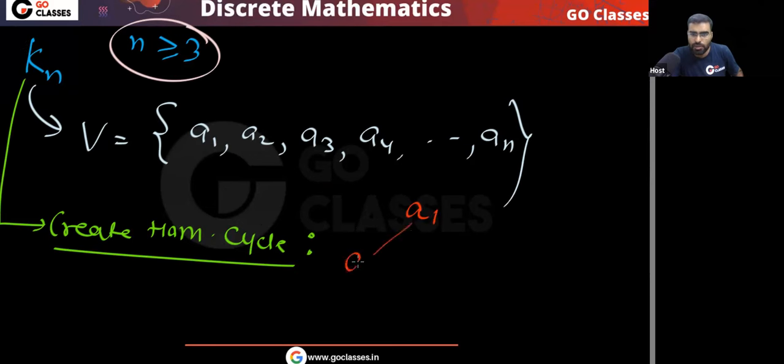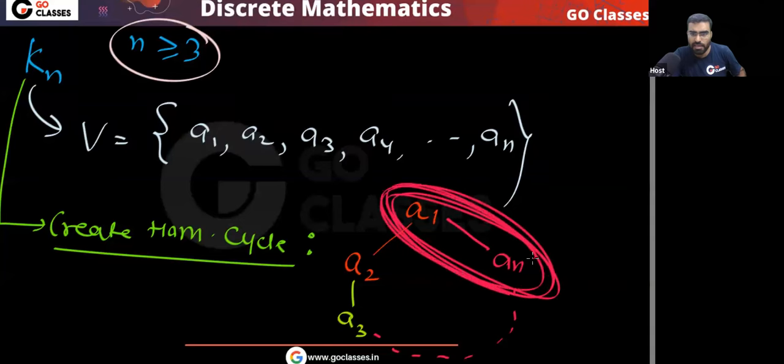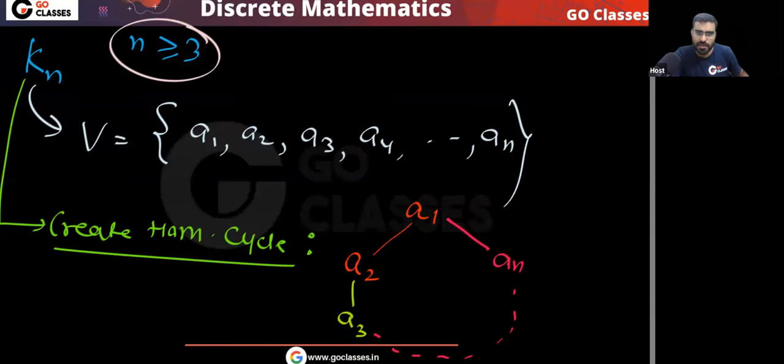Is it necessary that you have an edge between A1 and A2? Yes, because it is a complete graph. Between every 2 vertices you have an edge. Every 2 vertices are adjacent. Is it necessary that there is an edge from A2 to A3? Yes, because it is a complete graph. So like this you keep going on. Is there an edge between these 2? Yes, because between every 2 vertices you have an edge. So this is your Hamiltonian cycle.